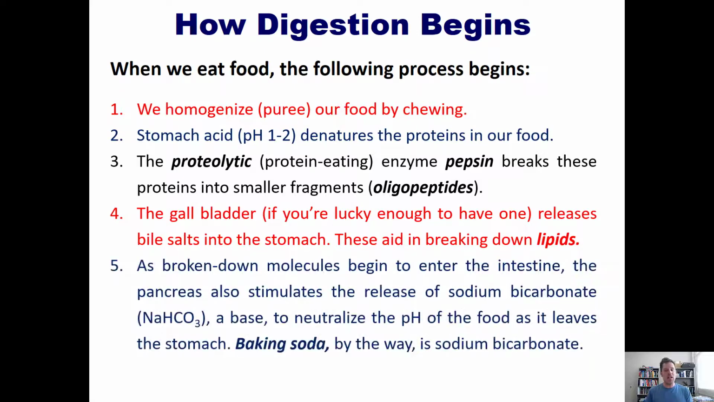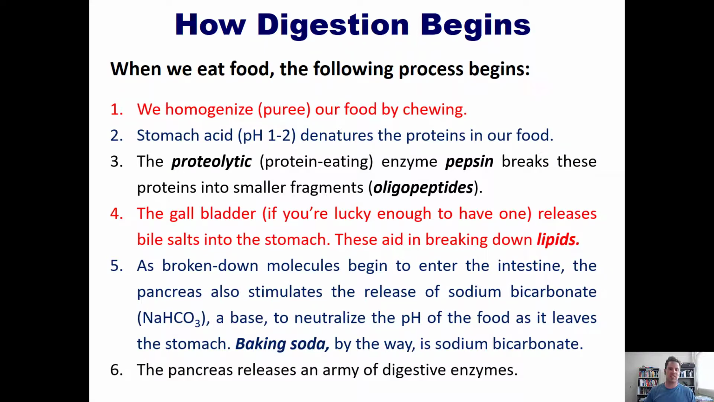Fifth, as broken down molecules begin to enter the intestine, the pancreas also stimulates the release of sodium bicarbonate, a base, to neutralize the pH of the food as it leaves the stomach, so that that low acidic pH in the stomach remains more or less localized to the stomach, ideally. Baking soda, by the way, is sodium bicarbonate.